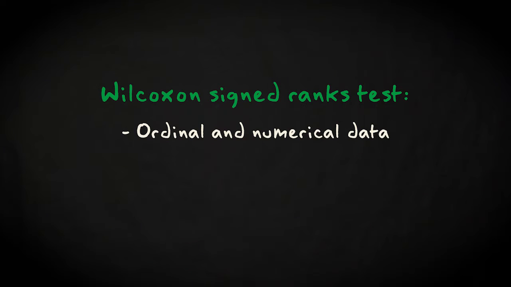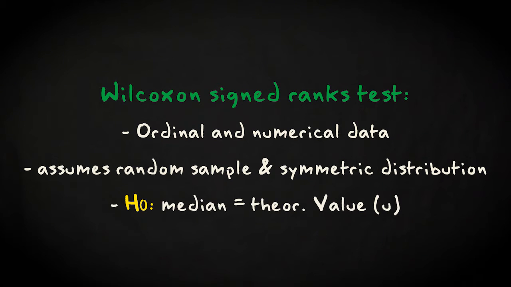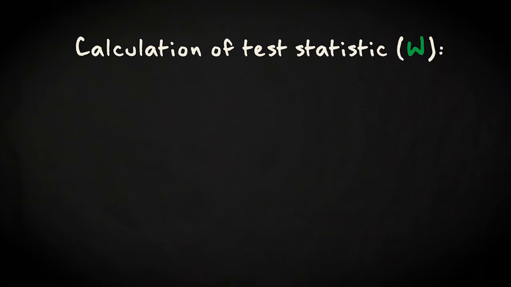Let me summarize what I did explain in this video. The Wilcoxon signed ranks test uses data that is ordinal or numerical, and assumes that these are independent and identically distributed samples from a symmetric distribution. It tests the null hypothesis that the population median equals a theoretical value. The test statistic is calculated in 4 steps.